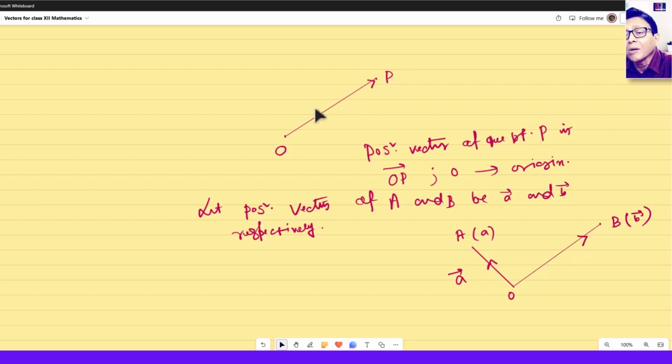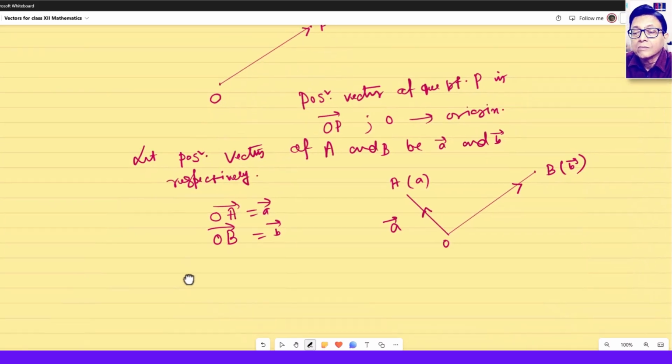It may be anywhere in the space or in the plane of paper. So, if we say that the position vector of the point A is A, it means OA equals vector A, and the position vector of the point B is B means OB equals vector B. Origin we need not mention always, wherever it may be, but from origin to the point A, if you join, you will be getting vector A. Origin to point B, if you join, you will be getting vector B. So in our problem, this one is B and this one is A.